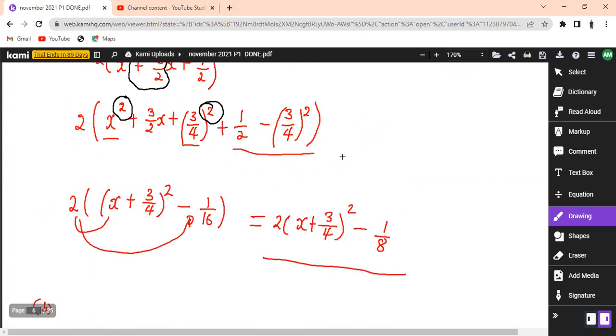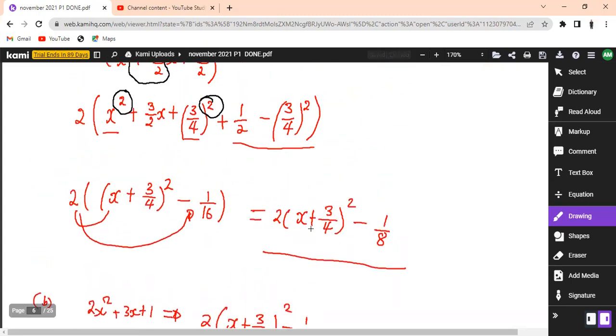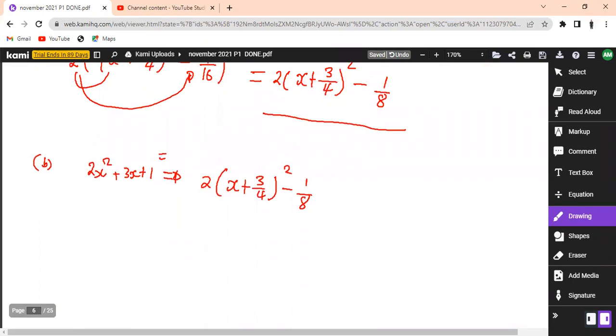So this part here, remember this 2x squared plus 3x plus 1, is the same as the part that we just determined, which is 2 into x plus 3 over 4 squared, minus 1 over 8. This part here is the same. So to solve the equation, when we are saying this is equal to 0, it means also this part here is supposed to be equal to 0, just like that. Okay, so that is what it simply means.